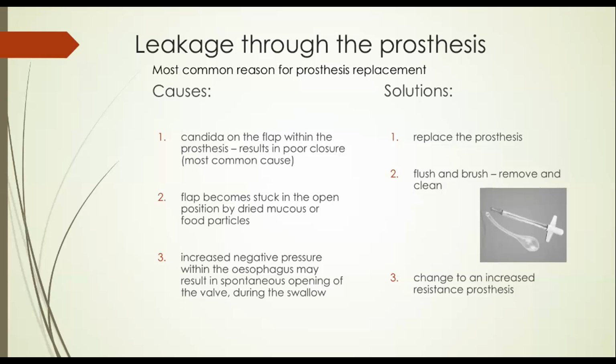So how we would treat it: if there's candida on the flap, we'd ideally want to replace that prosthesis. If we notice any mucus, you want to flush that prosthesis, try and clear it out, or you want to brush the prosthesis. If it's a hard mucus plug, we sometimes have to remove that plug with forceps. So sometimes we add a bit of water to soften up the mucus, but you may need to use tiny forceps to actually pull out the plug. And if it's because of the increased pressure, what you then want to do is change that prosthesis out to one that has an increased resistance.